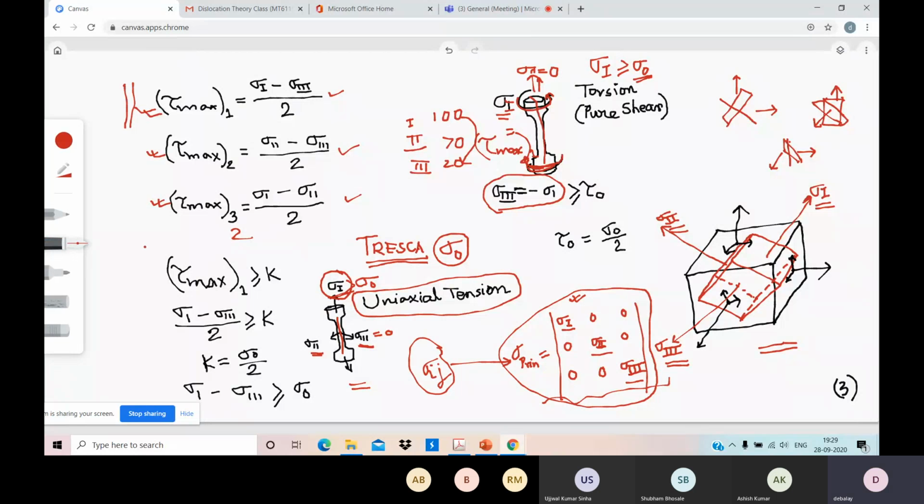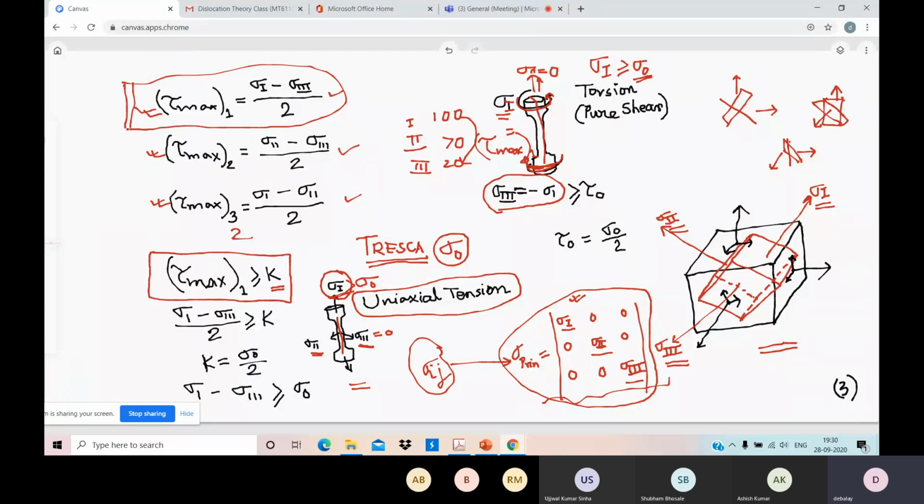And Tresca said yielding will occur when maximum shear stress exceeds the critical value. And that critical constant value is represented by the letter K. So the maximum shear stress, which is sigma 1 minus sigma 2 by 2, has to exceed it. Criticality is equal, and just crossing that point is exceeding. So when that occurs, then yielding will occur.